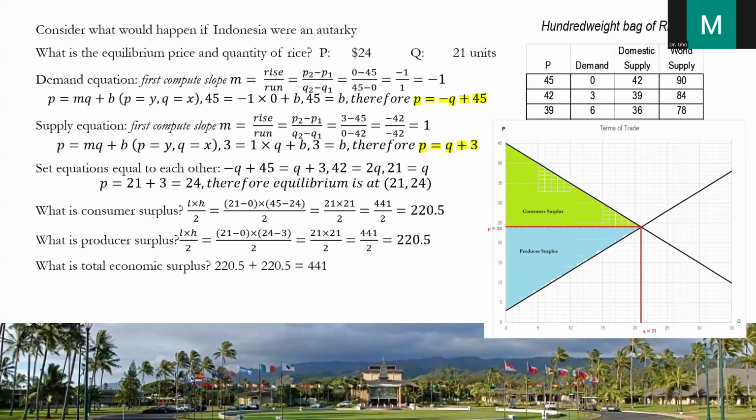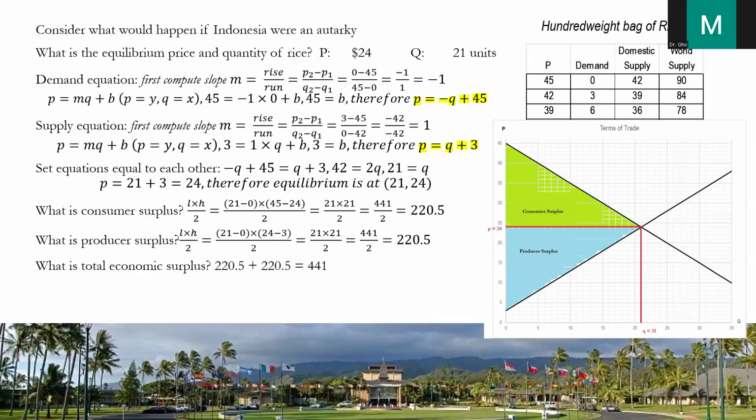And so we have, what is that? 21 times 21. You multiply it together and it's 441. But if you just take the height times the length, you're going to get a rectangle, and this is half of a rectangle, it's a triangle. So you cut it in half. The total consumer surplus for this case is 220.5.